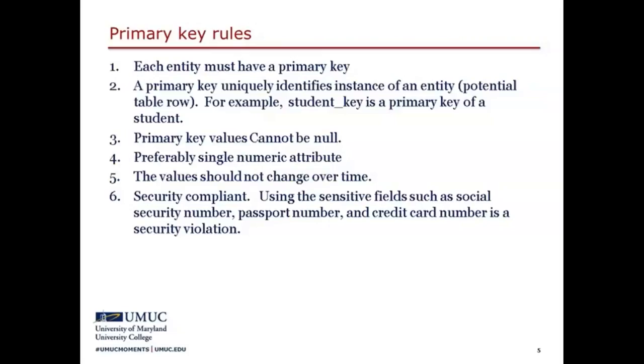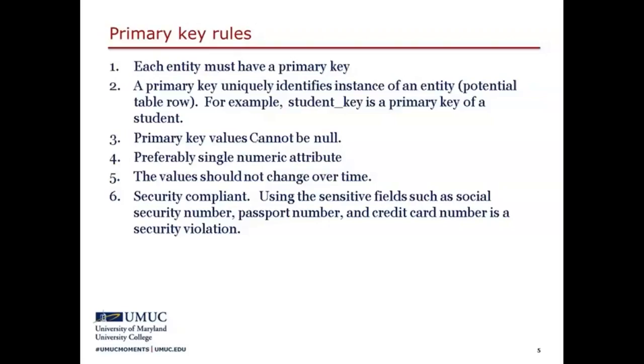Now, we cannot have a student without an ID. That's what it means: cannot be null. It means that the value cannot be empty. Everybody must have an ID. And keep this in mind, it's better for the primary key to be a single attribute, and it has to be numeric, and it has to be something that does not change over time. For example, name is not a good choice for the key. Why? Because names are subject to change, and there could be someone else with the same name.